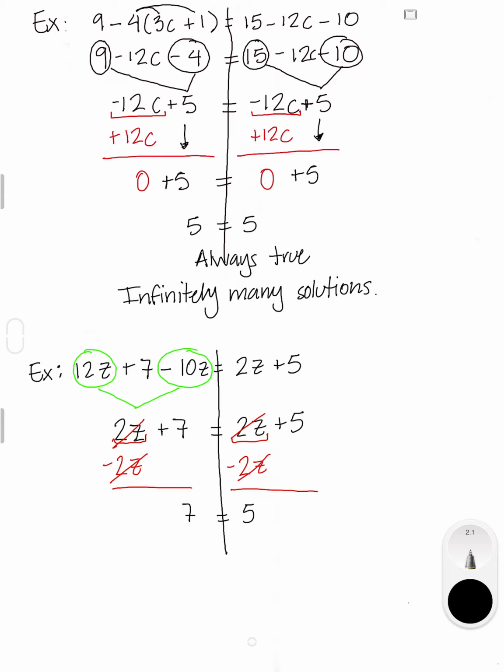Now, again, is this even true? No, this is not true. 7 will never equal 5. That means that there are no solutions for this equation. There is no value for z that will ever make this equation true. So this is never true. So there are no solutions.